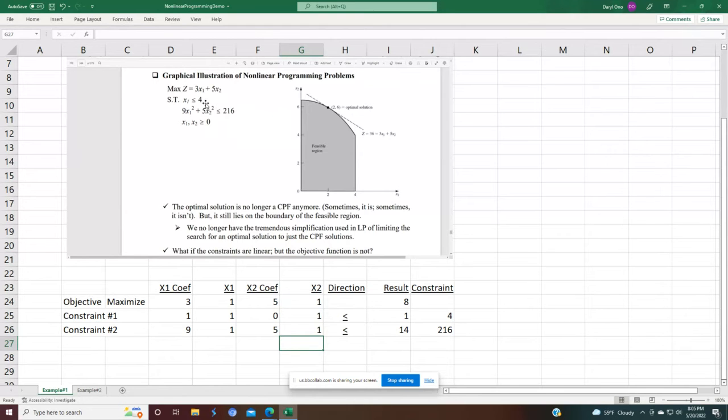We have the upper limits for both constraint number 1 and number 2. You see right here that the upper limit for constraint number 1 is 4, so we've listed that here. The upper limit for constraint number 2 is equal to 216, and so we have that listed here.